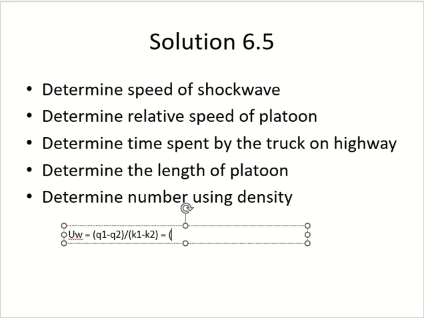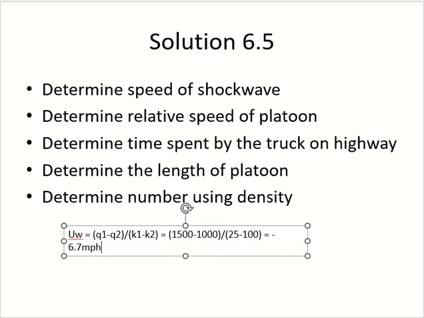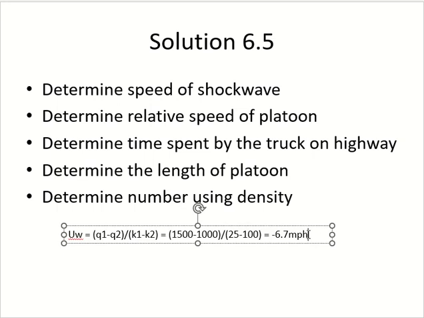Okay, Q1 initial flow 1500, final flow 1000, initial density 25, final density 100. All these values are given. How much is it? Minus 6.7. Should we write the minus? Huh? Just for fun.